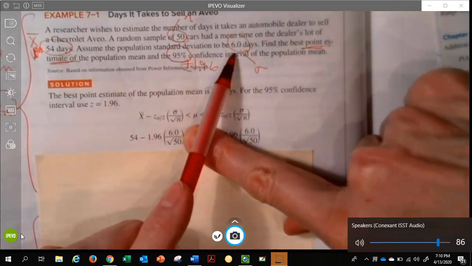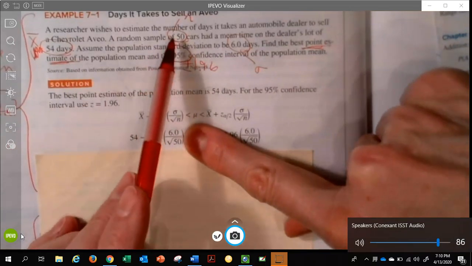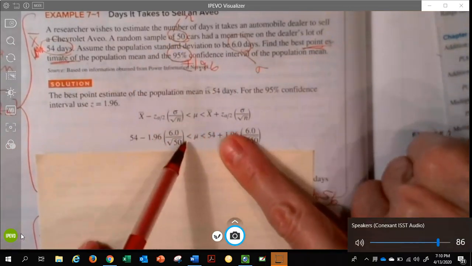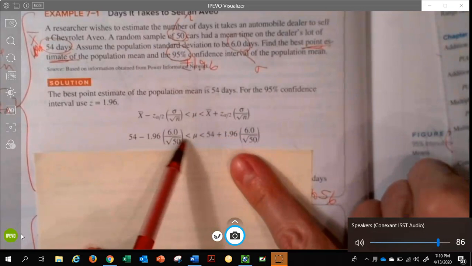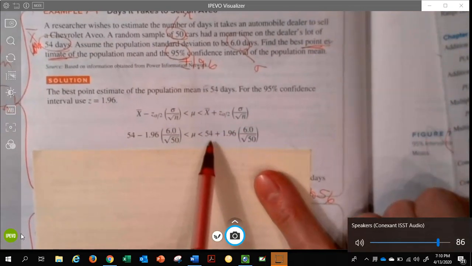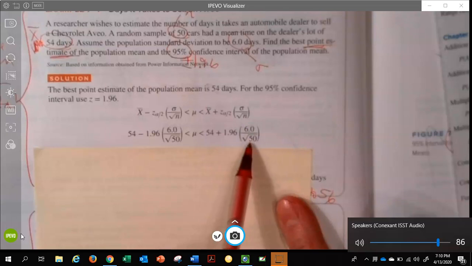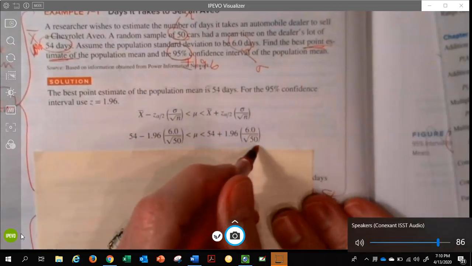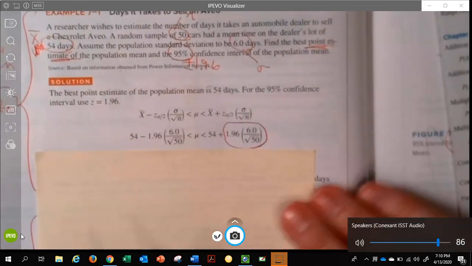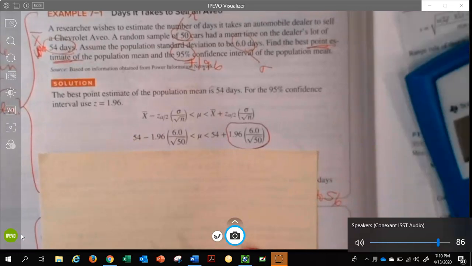6 is our standard deviation, and 50 is our n. Less than, mu, less than. Wash, rinse, repeat. 54 again, 1.96, this time it's adding. 6 in the numerator, square root of 50 in the denominator. And I'm just going to pick on one of these, and I'm going to go grab my calculator.